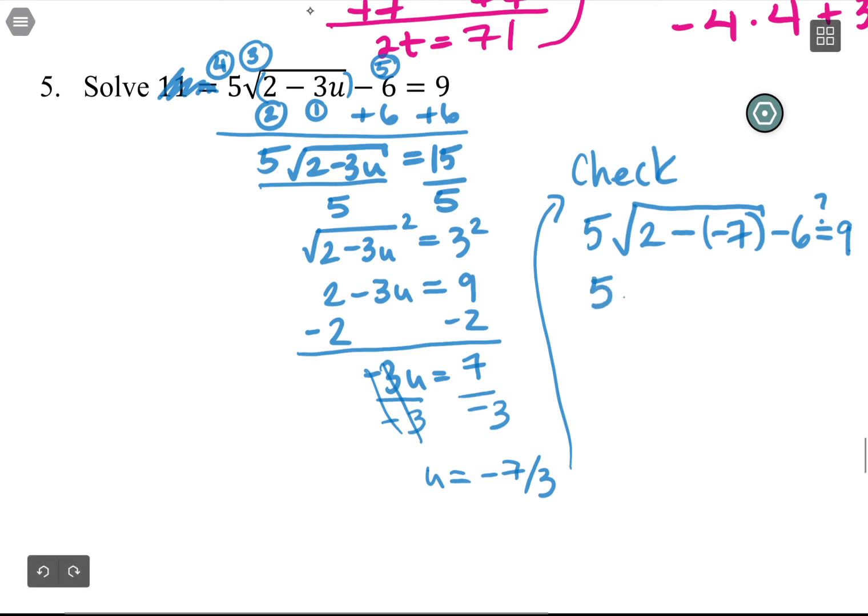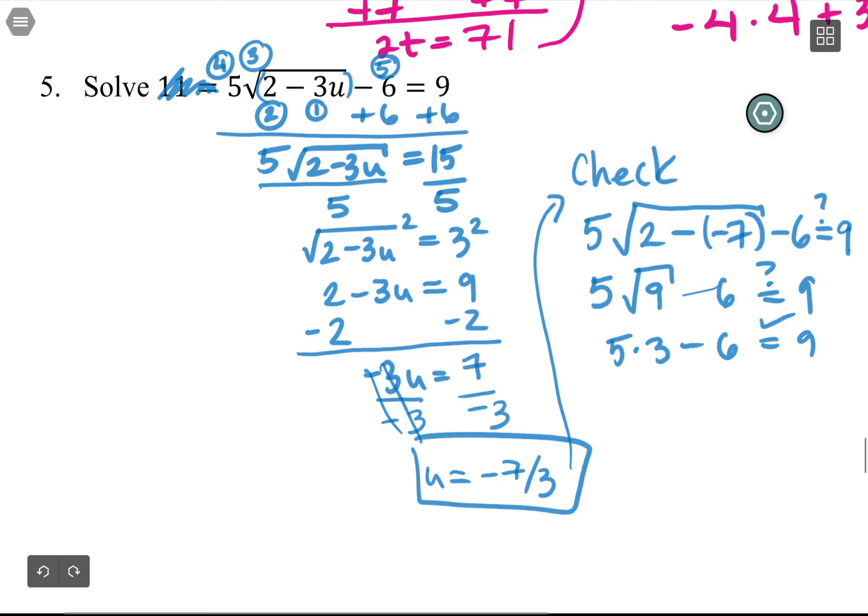Okay, so 2 plus 7 is 9. And then 5 times 3 minus 6. Okay, so 15 minus 6 is in fact 9. I'm going to go ahead and get rid of that and say yes, I am convinced. So negative 7/3 is a good solution.